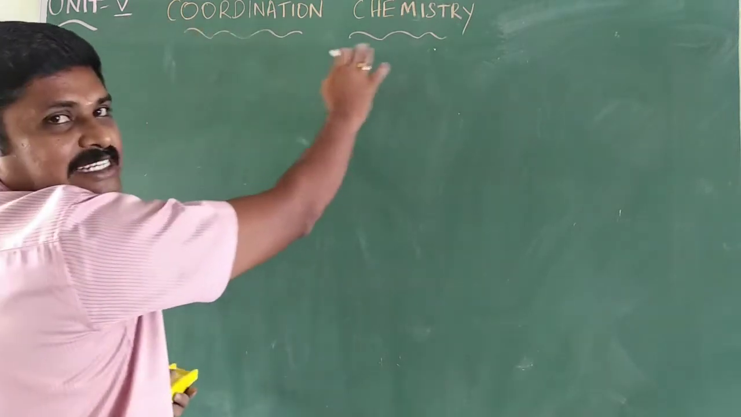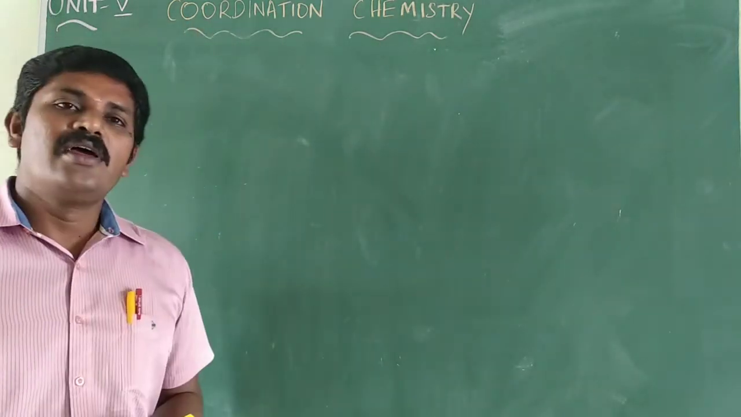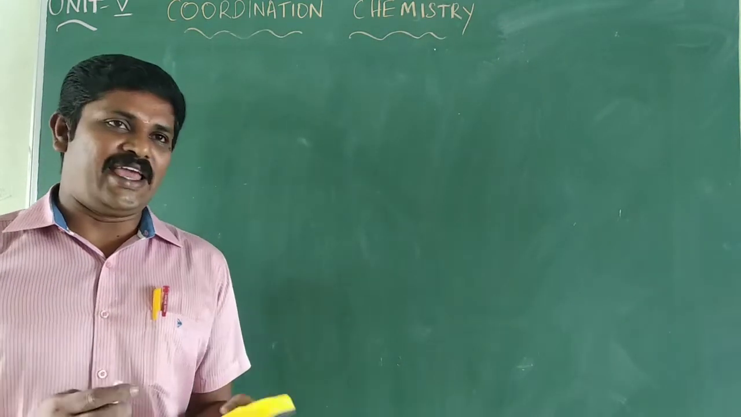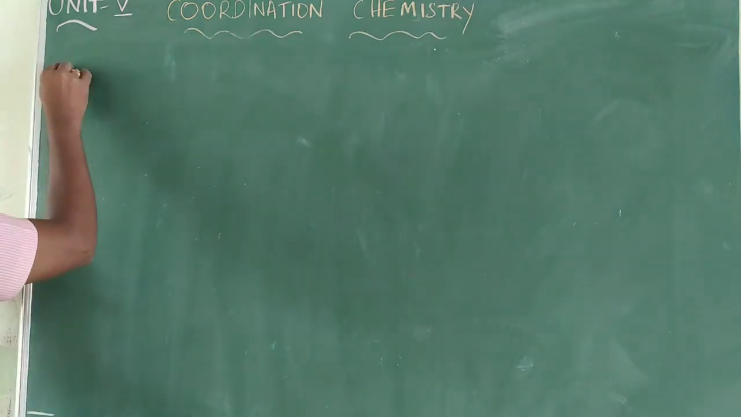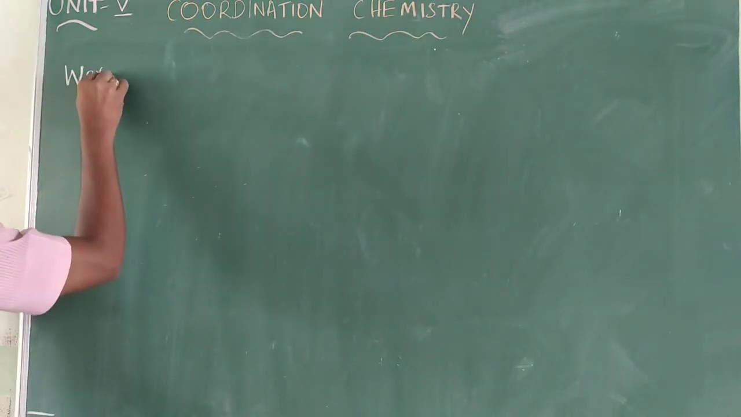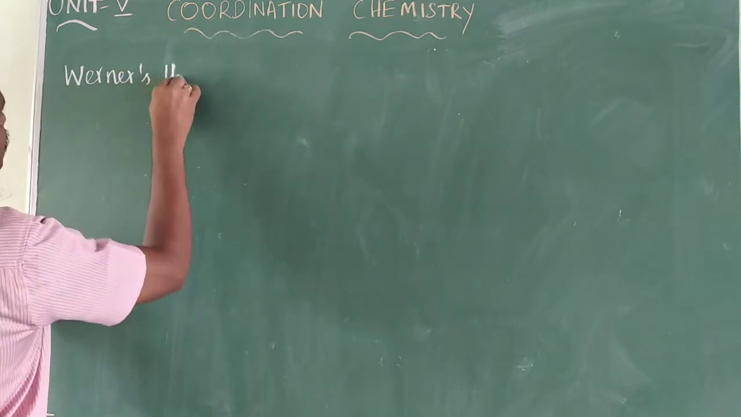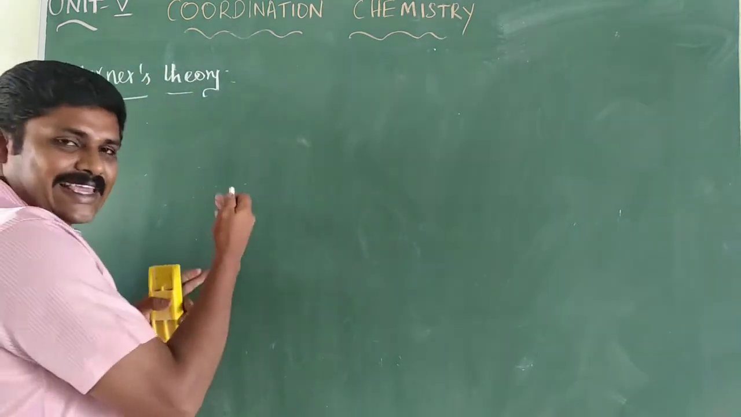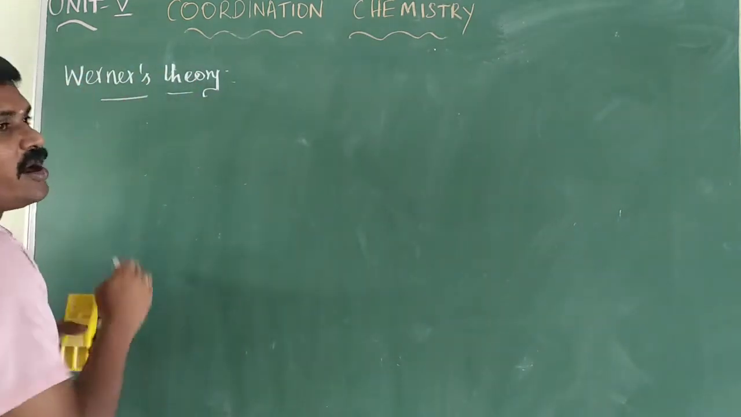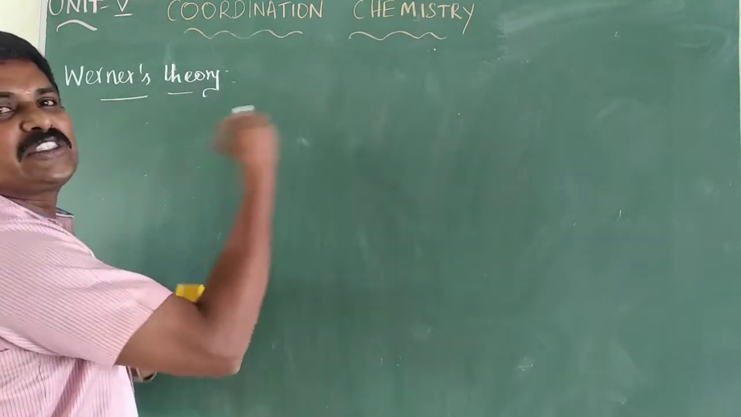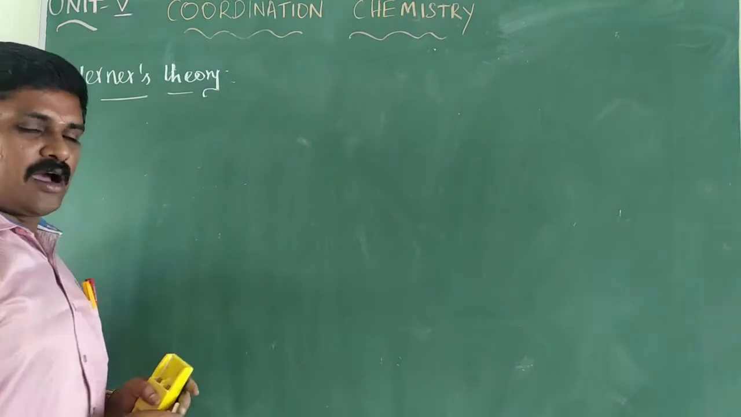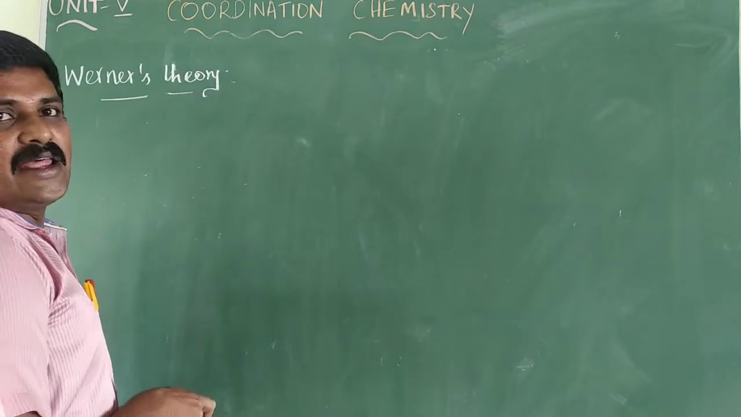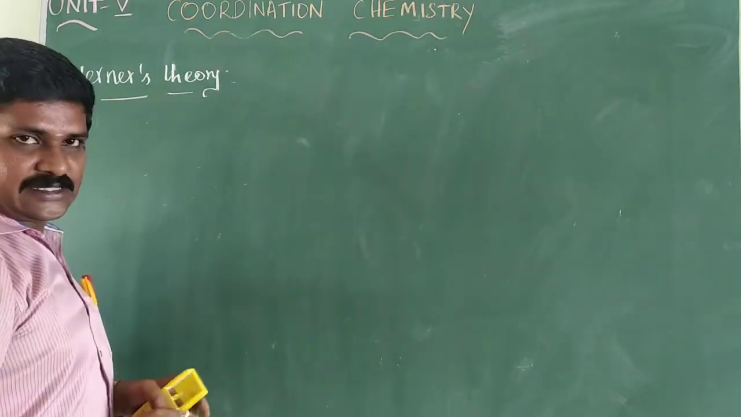Unit-5 Coordination Chemistry. In this session, I am going to teach Werner's theory. The Swiss chemist Albert Werner was the first one to propose the theory of coordination compounds. So let us consider the different colored complexes.